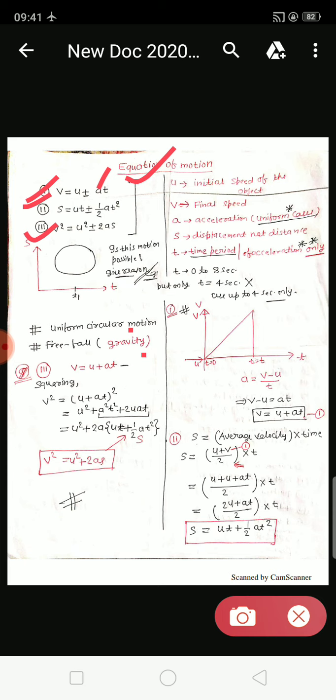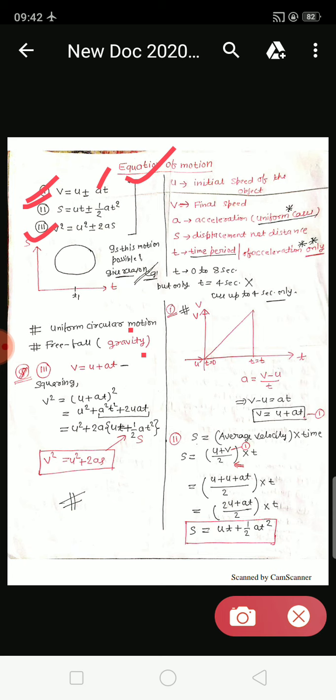So these three equations will be very important in this motion chapter, and whatever numericals you will get in your books, those numericals will be solved by these three equations only. What you need to know regarding these three equations of motion, because these are simple equations, in the books also you will find them very easily.